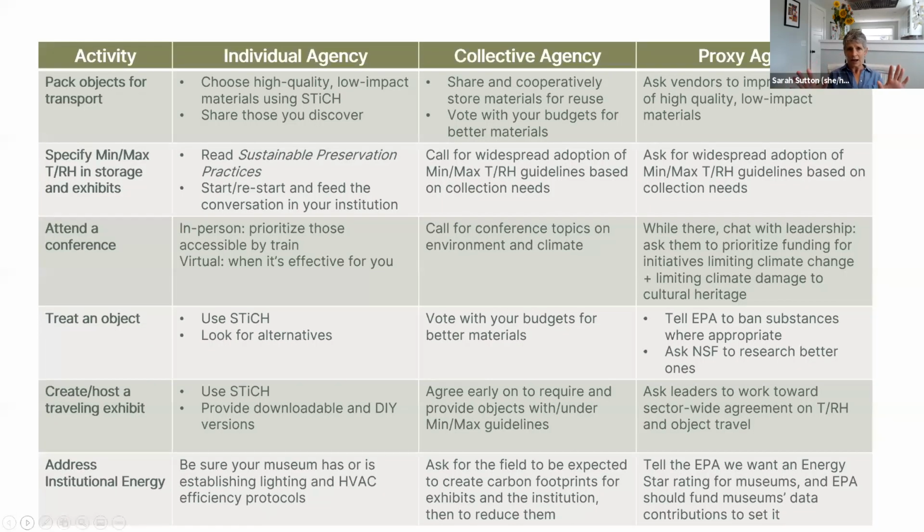Now, okay, lots of words. You can't read them all. This is in the PDF, but this is a summary of activities with the different 3 types of agency and how you might apply them. So if we were to take min-max, temperature and relative humidity, individual agency is to read sustainable preservation practices and start or feed the conversation at your institution.